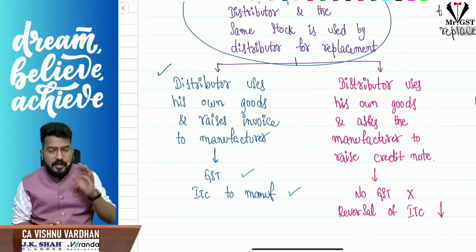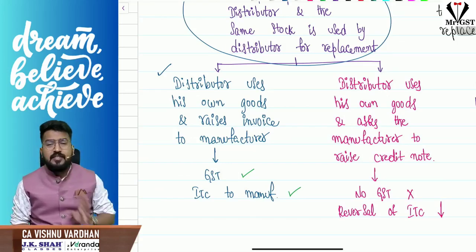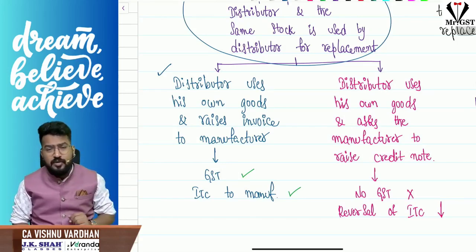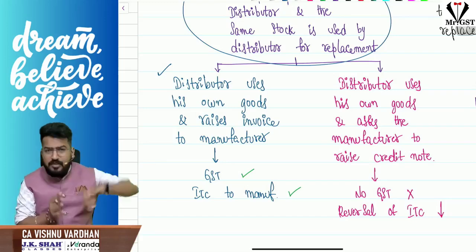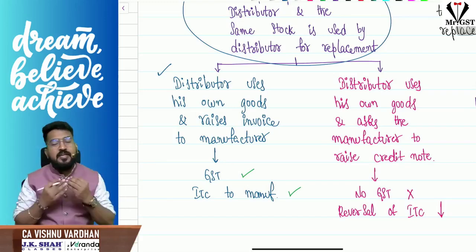Again, sir, he is using his own stock of silencers and asking the manufacturer. Manufacturer might have sold 50 silencers earlier. Manufacturer would have raised an invoice on the distributor earlier. Now, what will the distributor do? Distributor will not raise an invoice on the manufacturer. Sir, you are a big fellow. On you, I cannot raise an invoice. But you raised an invoice on me.